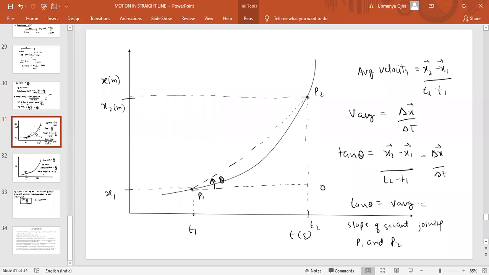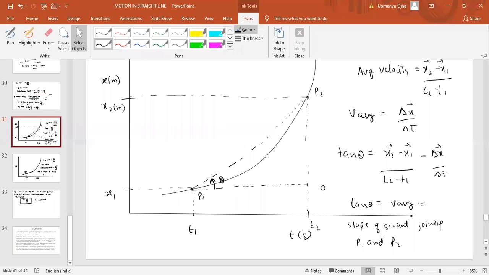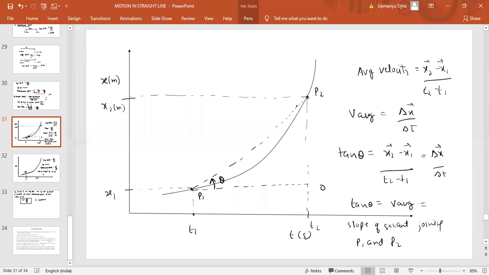Now if I plot these points on a graph, we can assume that at t1 the displacement was x1, and at t2 the displacement is x2. So we can assume the points p1 and p2, which represent these points. If I plot these points, then what is the displacement?